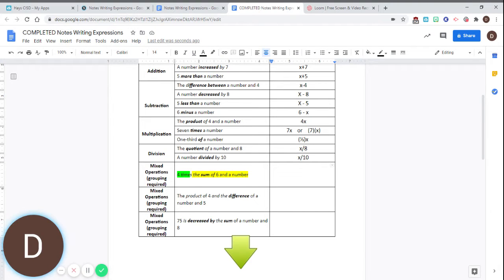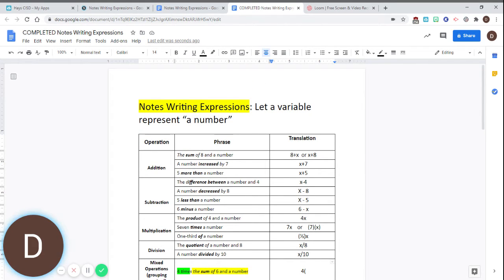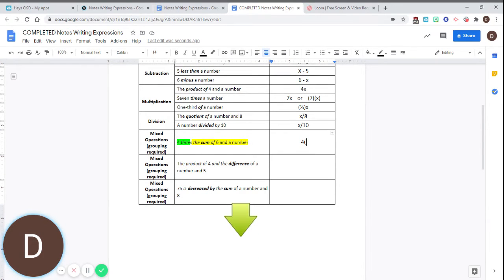So I know that 4 times means to multiply. But I have this sum of 6 and a number. That's where your parentheses are going to come into play. The sum of 6 and a number, we did that up here, right? The sum of 8 and a number, it's just 8 plus x or x plus 8. So the sum of 6 and a number, I could just put this as 6 plus x. So this part is my translation of the sum of 6 and a number.